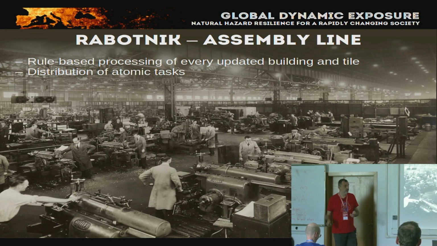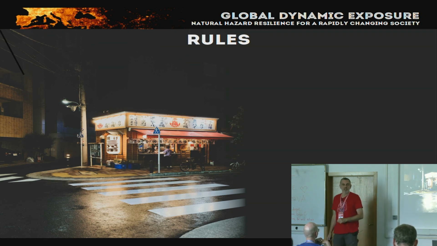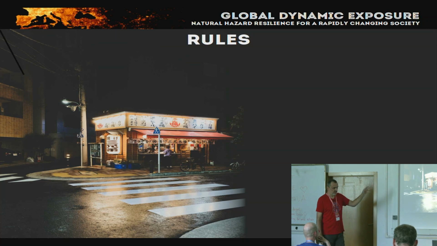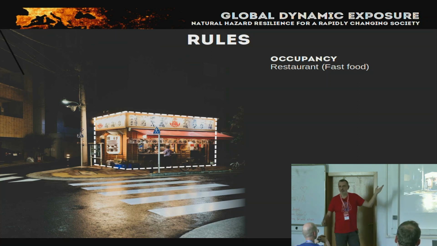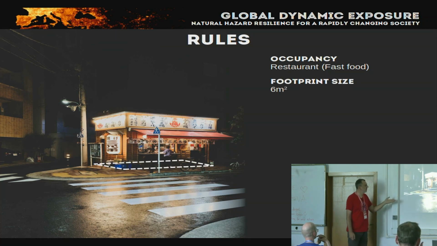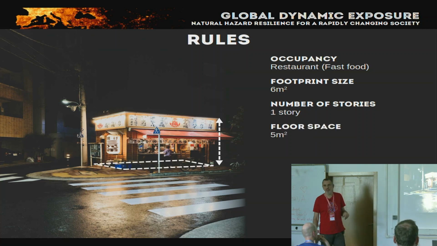So what are rules? Let's imagine you have this little funny eatery here in Tokyo. And this is a data set in OpenStreetMap. So what we know from OpenStreetMap, we can figure out what the occupancy is if somebody has put in a POI. So in this case, it would be some sort of a fast food store or restaurant. In a way, some commercial entity. We have the footprint, which means we know exactly where it is. So this is at this corner here. And we know the footprint size. And then if we have the number of stories given, then we can estimate the floor space, which tells us how many people are there.